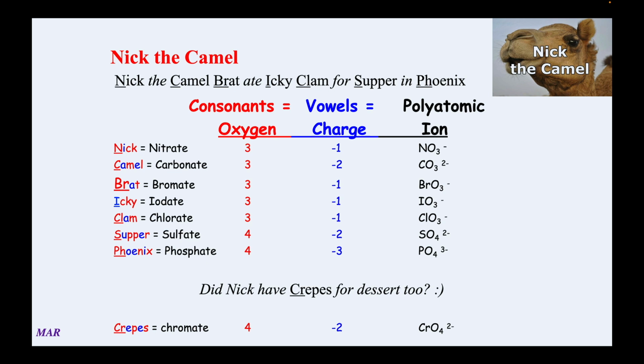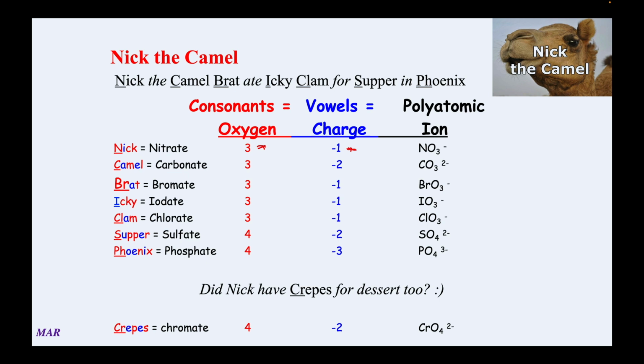Now notice in Nick you have 3 consonants. Vowels are A, E, I, O, U, sometimes Y. Consonants are everything else. So N, C, and K are consonants. That means that there's going to be 3 oxygens. So 3 consonants means 3 oxygens. And there's 1 vowel. That means the charge is going to be -1. So nitrate, NO3 minus 1, has 3 consonants, 3 oxygens, 1 vowel, -1, and it begins with N. And this is what sometimes people will use to figure these things out.